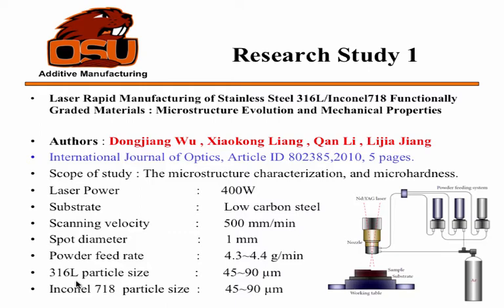The scope of the study is to characterize the microstructure and to study the micro hardness properties. It uses a laser power of 400 watts, the substrate is low carbon steel, the scanning velocity is 500 mm per minute, and the spot diameter is 1 mm. The powder feed rate is 4.3 to 4.4 grams per minute, and the particle size of the two powders they used is in the range of 45 to 90 micrometers.